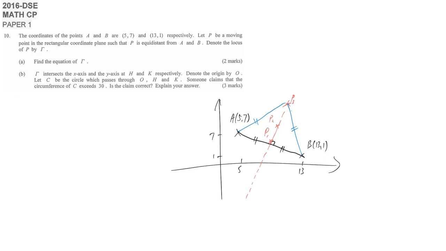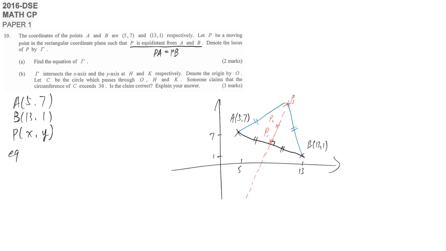Just make sure you write down A (5, 7), B (13, 1), and then you remember that you have to use a general point to express P, which is (x, y). After that, they will give you a condition: P is equidistant from A and B. That means PA is equal to PB. You start from this constraint.